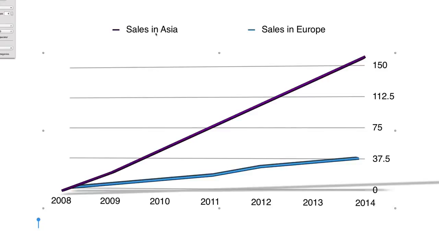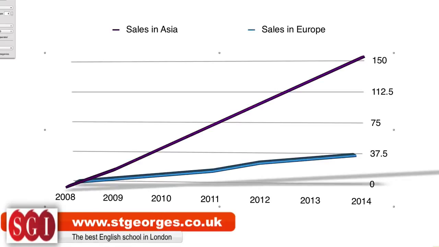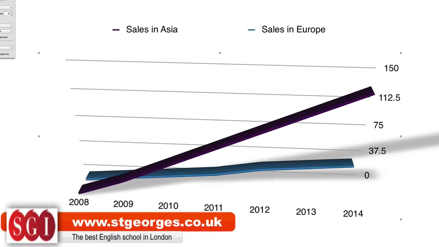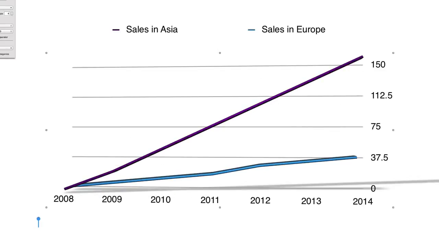We've got sales in Asia on the top, and we've got sales in Europe on the bottom. Let's just take a quick look around the graph. So this is obviously describing an upward trend. If we look at the sales in Asia, that's clearly an upward trend. And the increase was kind of steady throughout the year.